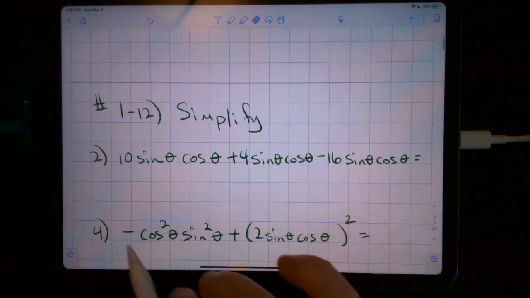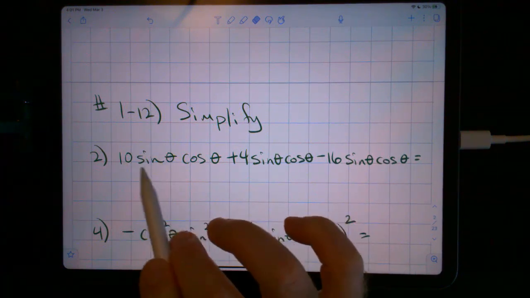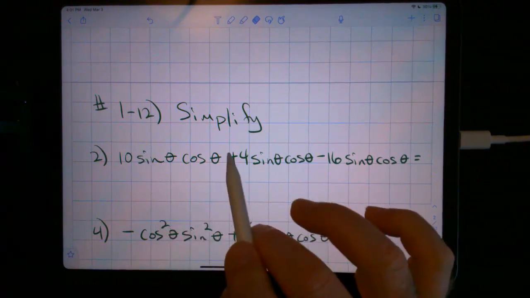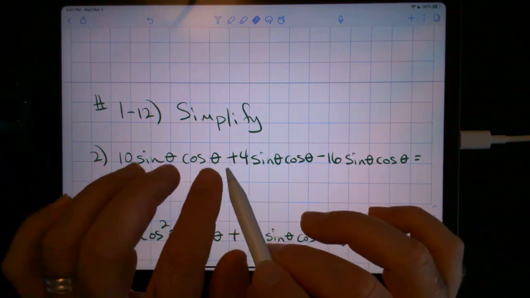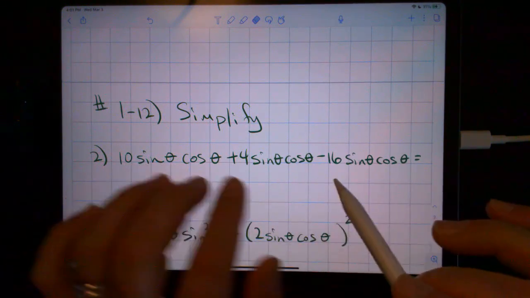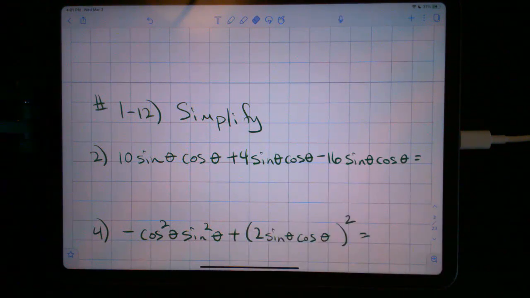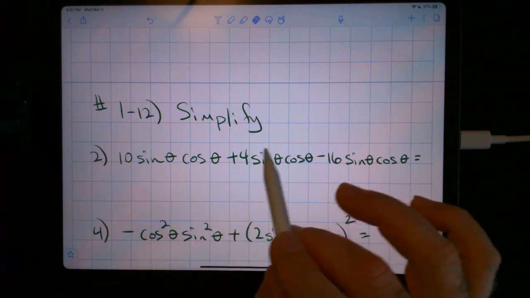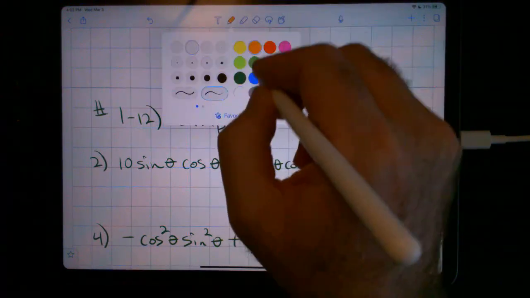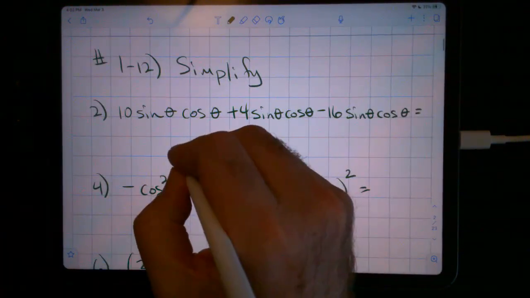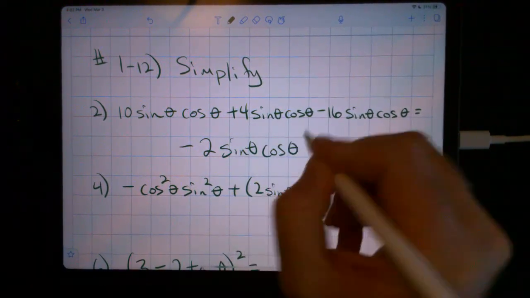So here I see, we don't exactly know what sine of theta is, but we can call that a variable, like maybe y. We don't know what cosine is, so maybe we call this a variable, call this x. So we have 10xy plus 4xy minus 6xy. Combine the coefficients. So 10 plus 4 is 14 minus 6. This will be negative 2 sine theta cosine theta.